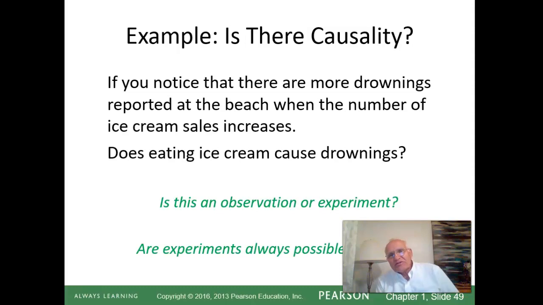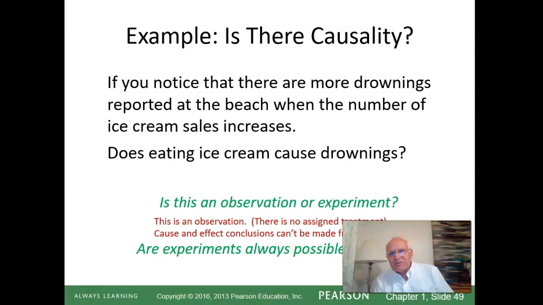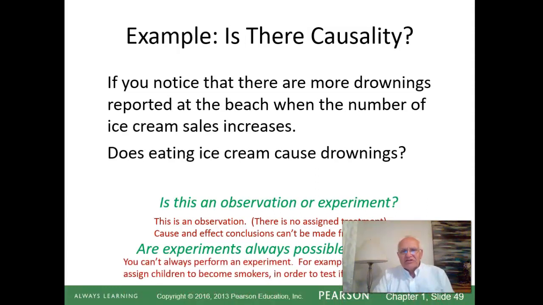You notice there are more drownings reported at the beach when the number of ice cream sales increases. So does eating ice cream cause drownings? Well, obviously this was not a designed experiment. It's an observational study, and people have observed this, but you wouldn't necessarily do an experiment on this because you're not going to purposely drown people or put them at risk. But the other part of this is it's probably not a cause and effect, right? You see there's an observation here with no assigned treatments, and there's a good chance that the drownings go up because it's the summer, and you're going to sell more ice cream during that time. So there's probably another variable over there that is explaining everything.